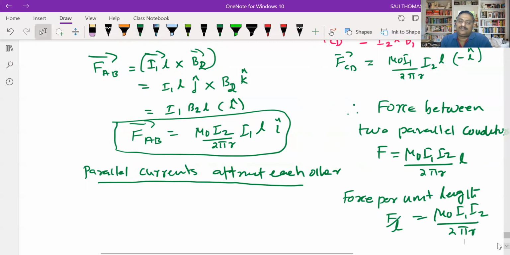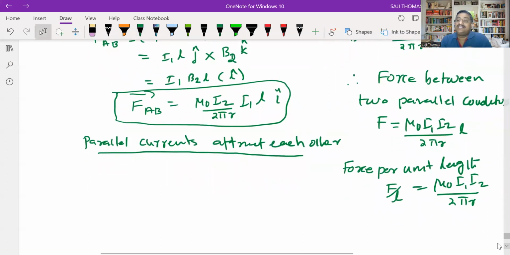Now, if the currents are in opposite directions, what will happen? The conductors will repel each other. The direction of force will be reversed.